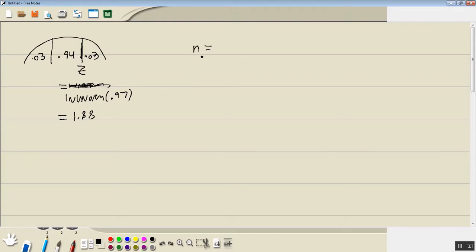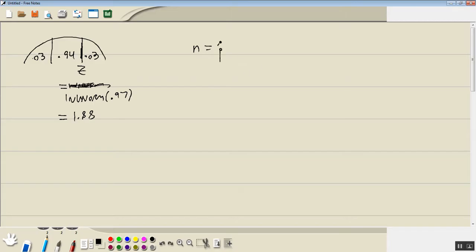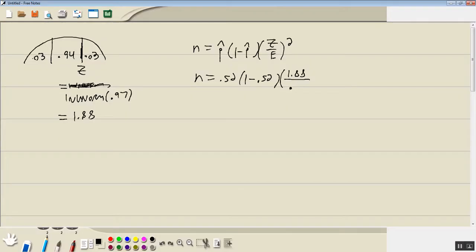Now, this is proportion, and if I remember right, if you use the estimate of 52%, so p hat's known, then this will be p hat times 1 minus p hat times z divided by e squared. P hat is 0.52 times 1 minus p hat, and then z, which is 1.88, divided by E. What was our margin of error? Within 3 percentage points. So it would be 0.03 squared.